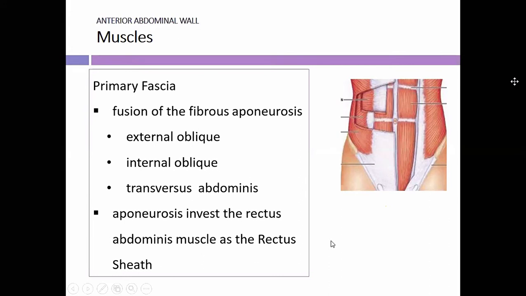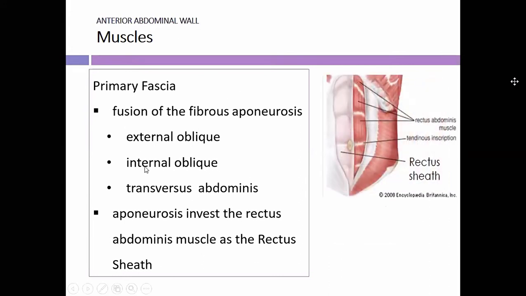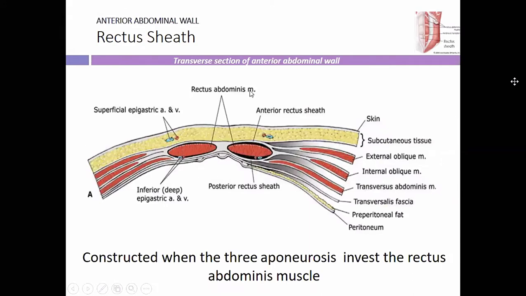So, first, the rectus abdominis muscle, the rectus sheath. If the individual is standing and then starts to lie down, you can see now that the rectus sheath will cover over the rectus muscle. So you have the anterior rectus sheath and the posterior rectus sheath. So these are formed by the aponeurosis of the three muscles in the abdomen.